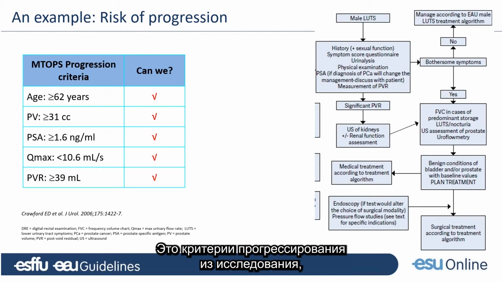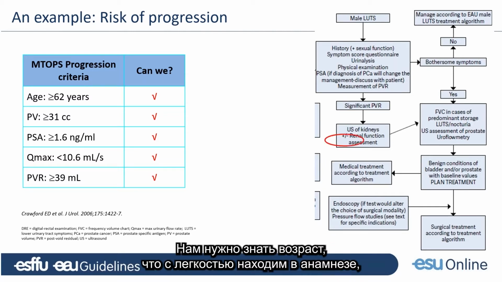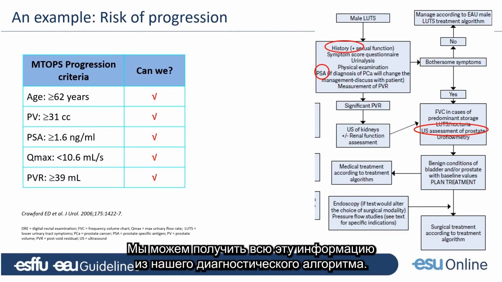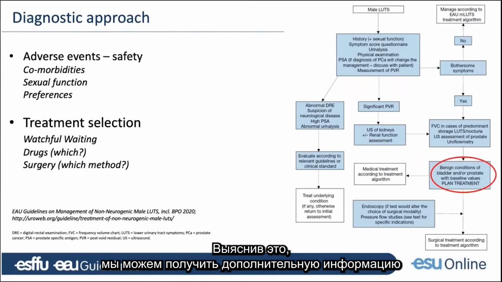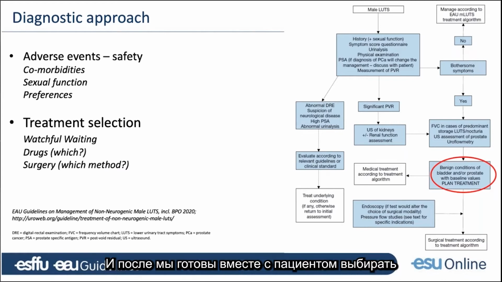And this is another example of what we can get from this diagnostic approach. These are the progression criteria from the MTOPS study regarding the likelihood of a patient to progress. We need to know the age. This is easy from the history. We need to know the prostate volume, PSA, Qmax, and PVR. And you can see that we can get all this information from our diagnostic algorithm. So based on these findings, then we can have some additional information regarding comorbidities, sexual function, and the preference of patients. And then we are ready to select, together with our patient, the right treatment for the individual patient who is sitting in front of us.